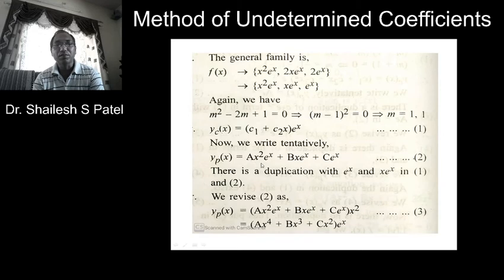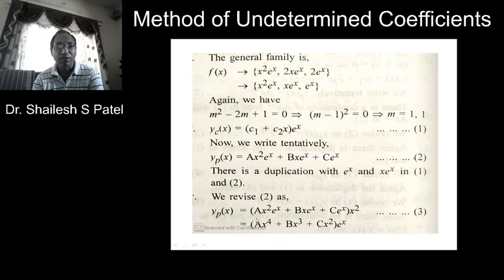So if we multiply this by x, then we get here x cube, here x square e raised to x, and here x e raised to x. Then again we need to verify with the functions of y_c, that means e raised to x and x e raised to x. So again here we have obtained x e raised to x, so this is duplicating. So again we need to multiply by x, that means x square. So x raised to 4 here. The x raised to 4 term is not in y_c, x cube is also not in y_c, x square e raised to x is also not in y_c. So this is our final.